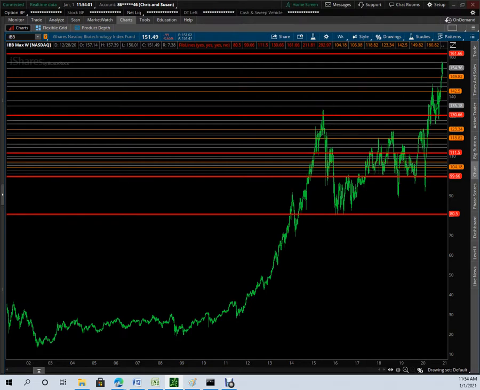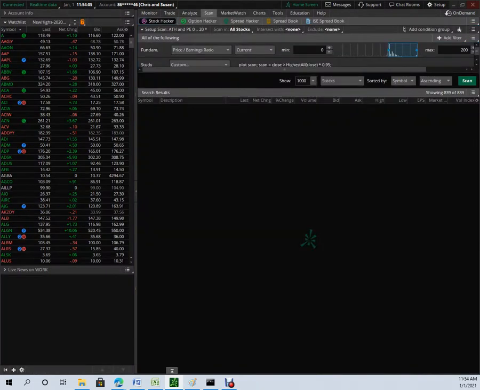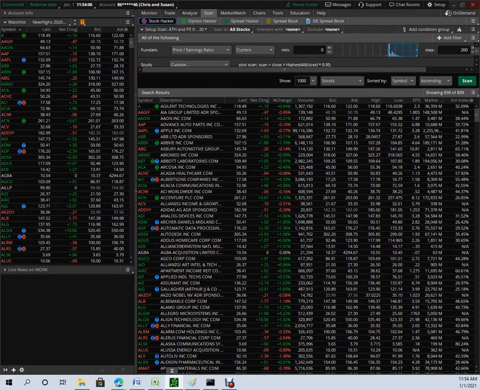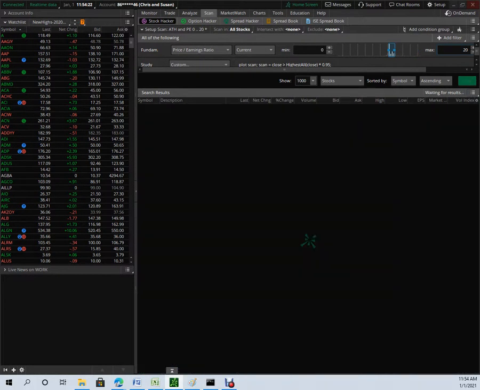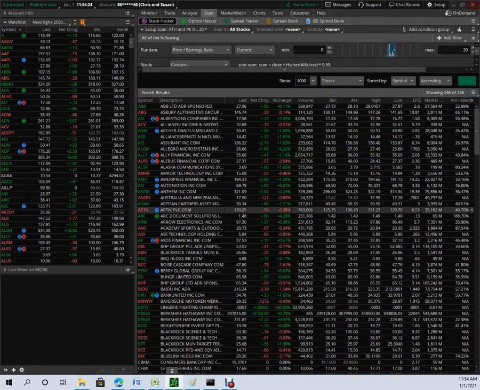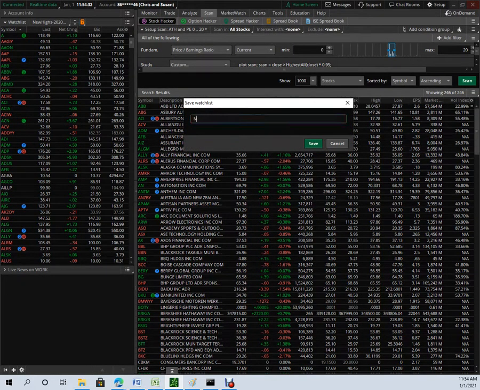So you go over here to Thinkorswim, you go to the scan tab, and it's basically just two elements in the scan. There's a PE between 0 and say 20, which means I'm only going to get companies with actual positive earnings. And the close being within 95% of its all-time high close. Scan, and you get a list of candidates, in this case 246. You save those off to a watch list, and we can call it something like new highs 2021 0101.